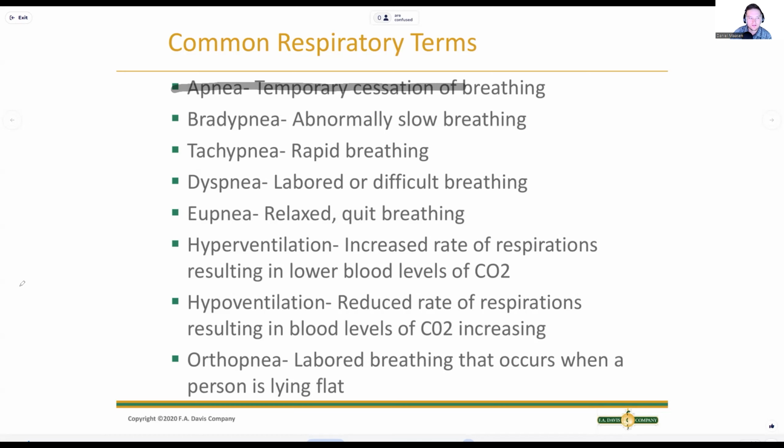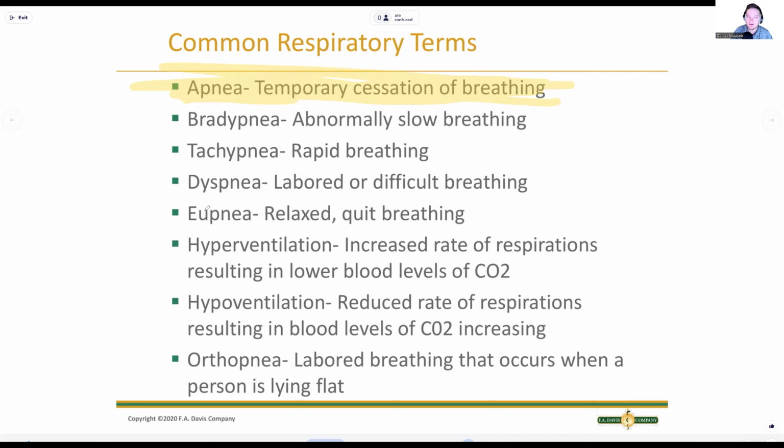That's the one you want to know the most. Apnea is temporary cessation of breathing. We want to know that one because overall that's going to be the most important thing we can think of. We want to know if someone's apneic, that means they're stopping breathing, and whether they're apneic often or at night during their sleeping cycle, which is sleep apnea, it's a big deal.